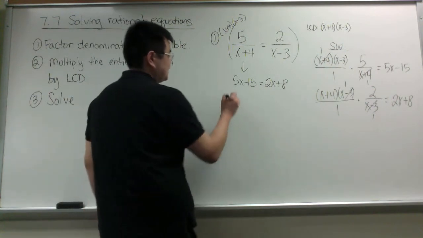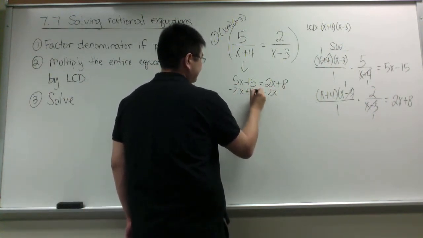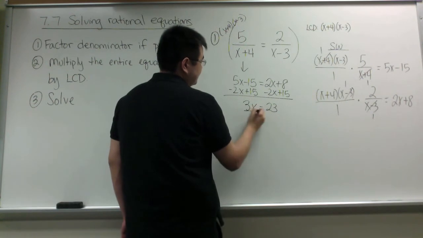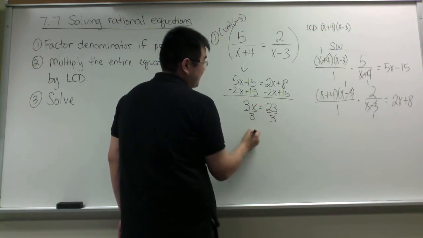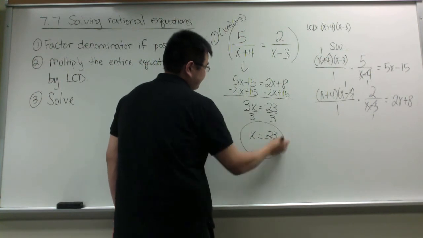So we're going to subtract 2x on both sides, and then add 15 on both sides. So we have 3x is equal to 23. Divide both sides by 3, and then we will get x equals 23 over 3.